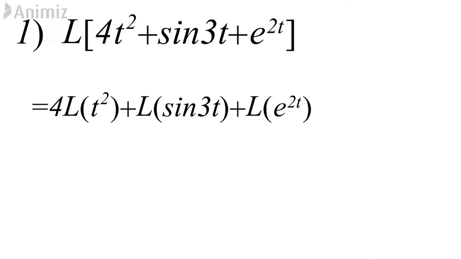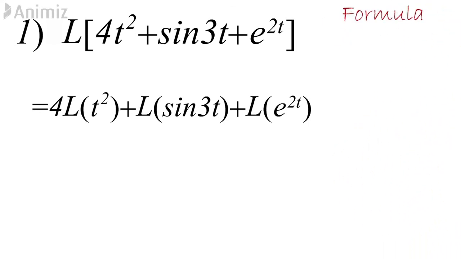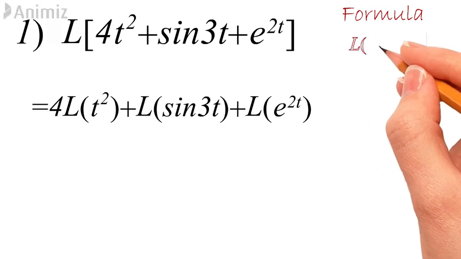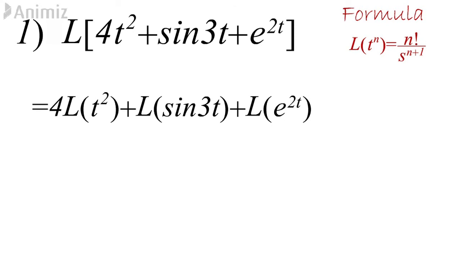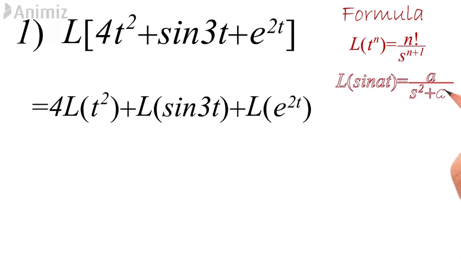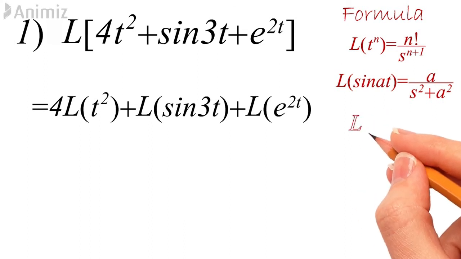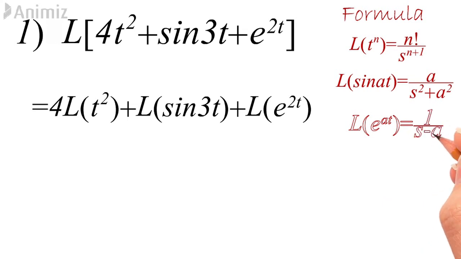To solve this separately, we will apply some standard formulas. For Laplace of t square, we will use Laplace of t raised to n is equal to n factorial upon s raised to n plus 1. For Laplace of sine 3t, we will use Laplace of sine at is equal to a upon s square plus a square. And for Laplace of e raised to 2t, we will use Laplace of e raised to at is equal to 1 upon s minus a.